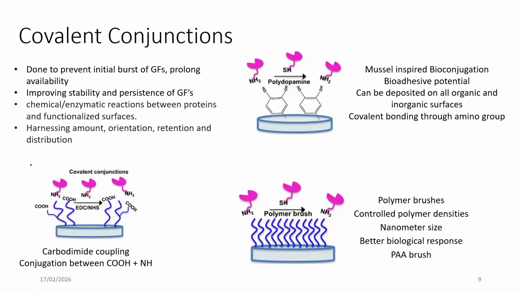And how much amount am I loading? Am I loading little amounts? Am I just loading the entire scaffold with growth factors? So a very important activity in covalent conjugation is a phenomenon called carbodiimide coupling. And this happens between the NH and COOH.